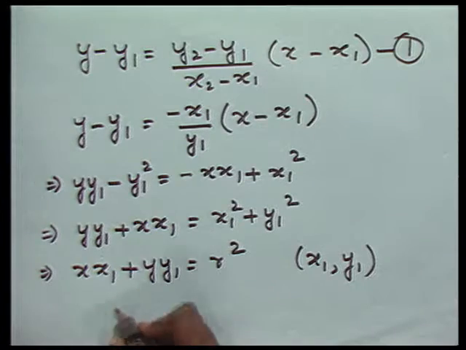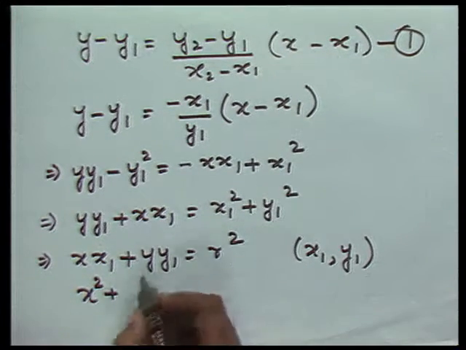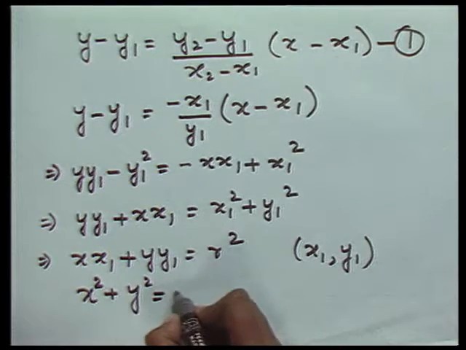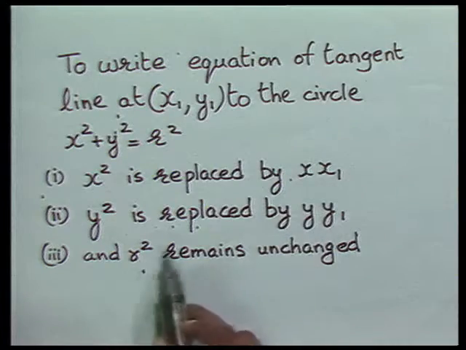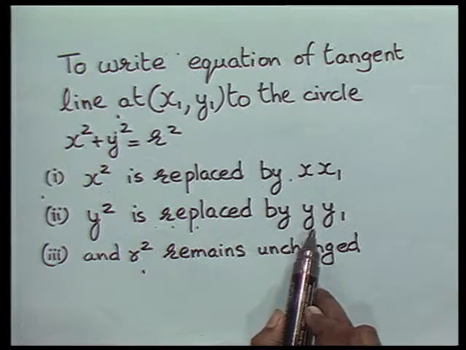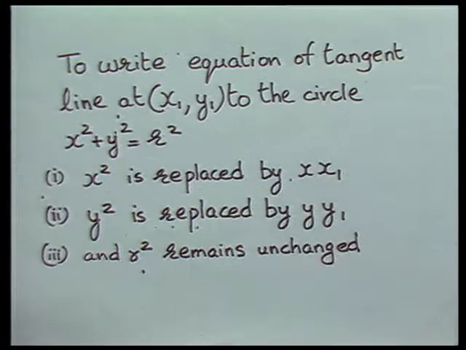Now observe the change in writing the equation of a tangent at point x1, y1 from the equation of a circle x square plus y square is equal to r square. Equation of tangent is very similar to the equation of circle. Here x square is replaced by x x1 and y square is replaced by y y1 and r square remains unchanged. That's right. Now try this problem.